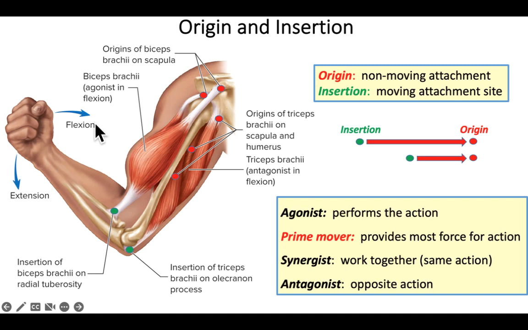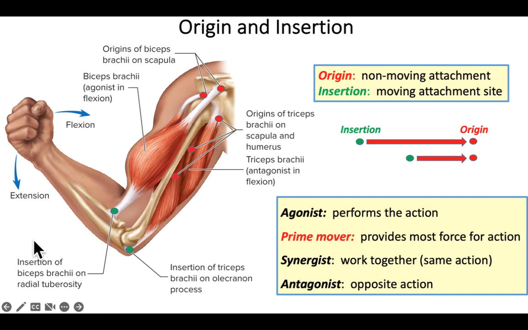Now, once it relaxes, the insertion goes back, and therefore your elbow extends. But the muscle isn't doing that. The muscle is relaxing when you extend, so there has to be another muscle that does the opposite. That's back here: your triceps brachii. It's a triceps because it has three origins. It has one insertion on the olecranon process of the ulna. When it pulls on that olecranon, it extends the elbow.